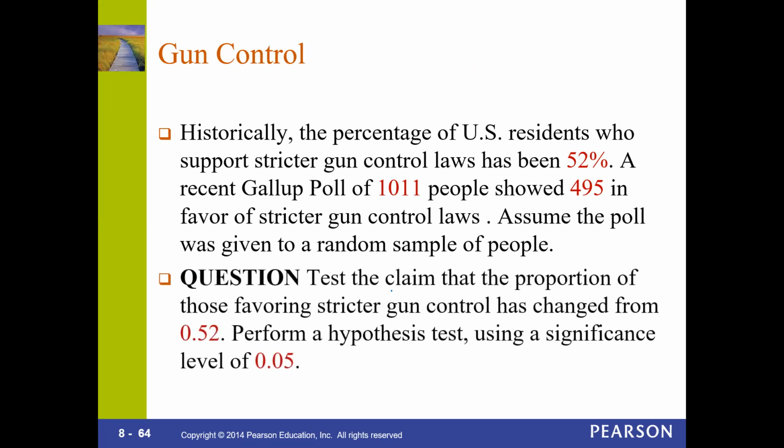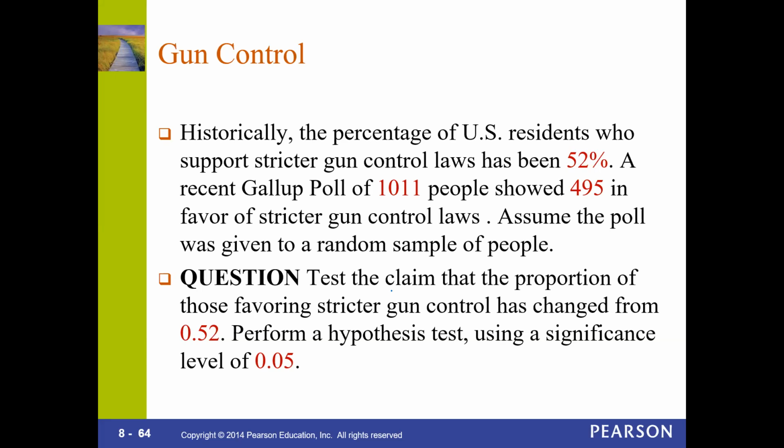It's going to say, historically, the percentage of US residents who support stricter gun control laws has been 52%. A recent Gallup poll of 1,011 people show 495 in favor of stricter gun control laws. Assume the poll was given to a random sample of people. So remember, random is very important.